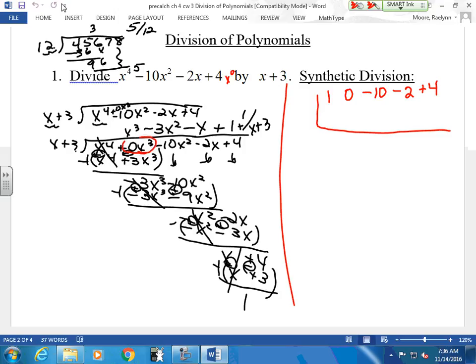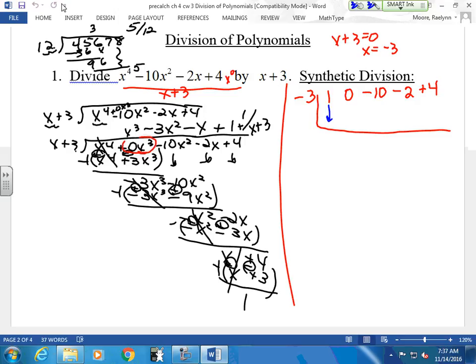So now this is being divided by x plus 3. So if I took x plus 3 and I set it equal to 0, this is my factor. What is my root? Negative 3. So I'm going to put my negative 3 right here. Good so far? Now watch how fast we go through this. We bring down the 1 because we kind of need a starting point.